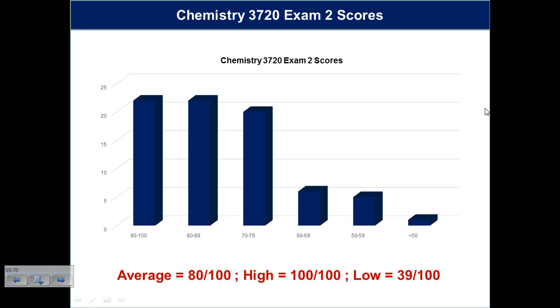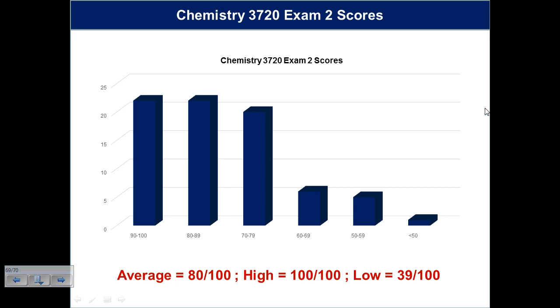So I've got plenty of people getting above 90 on that test. That was great. I thought that was a pretty tough test for the time you had to do it. So I was very pleased with that. A lot of people got above 90. I got a very solid number of people getting above 80, which is a B. And I hope you're listening here. I am not curving this class.